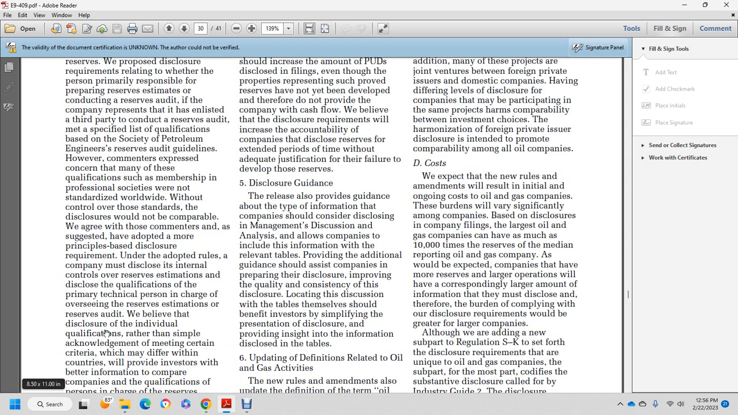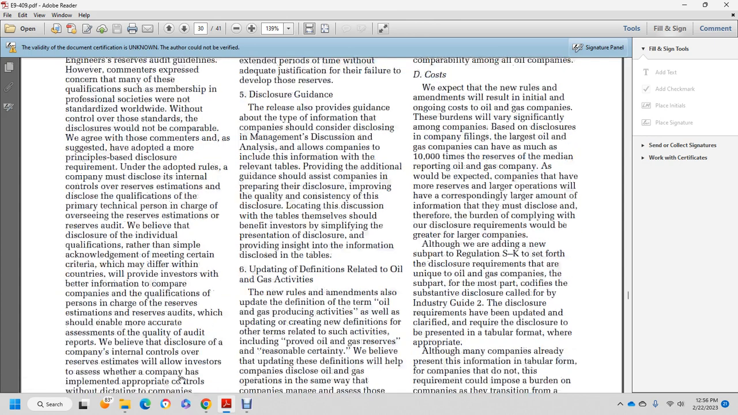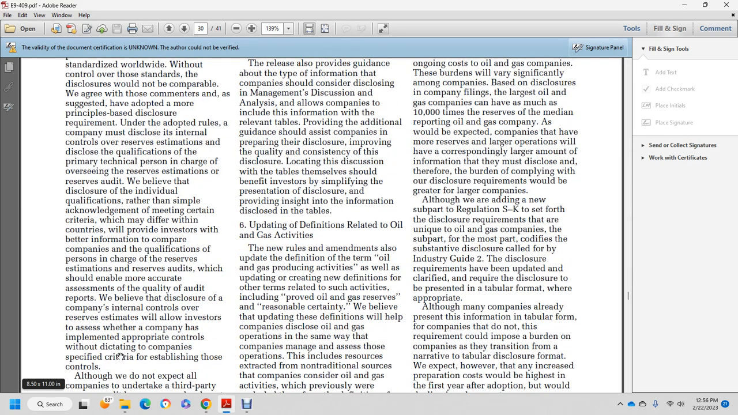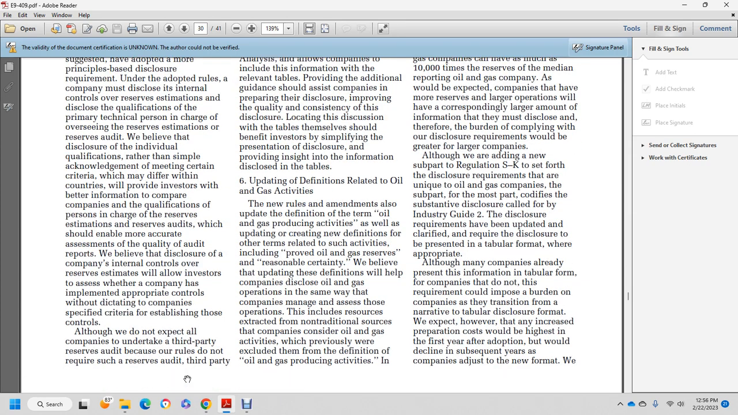We believe disclosure of the individual's qualifications, rather than a simple acknowledgement of meeting certain criteria, which makes it different from country to country, provides the investor with better information to compare the person in charge of the reserve estimation or reserve audit, which should enable a more accurate assessment of the quality of the audit report. We believe disclosure of the company's internal controls over reserve estimates will allow the investor to assess whether the company has implemented appropriate controls, without dictating company-specific criteria for establishing those controls, although we do not expect the company to undertake a third-party reserve audit, which is not required by our rule.